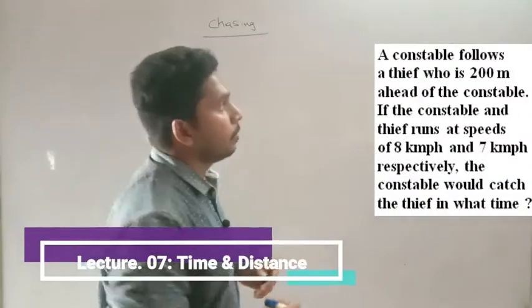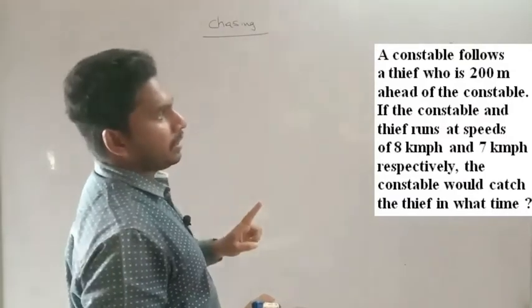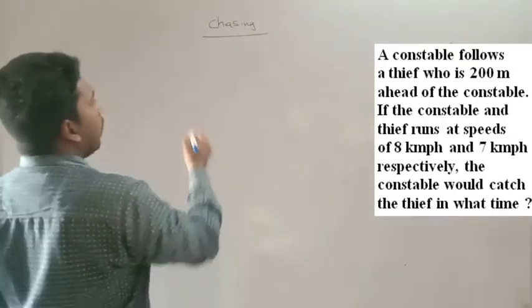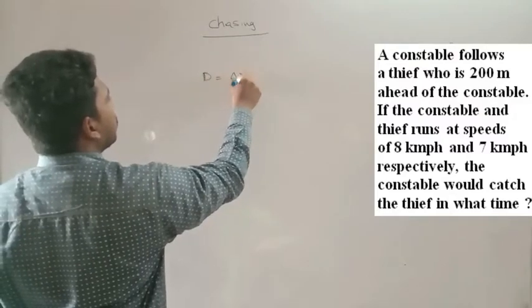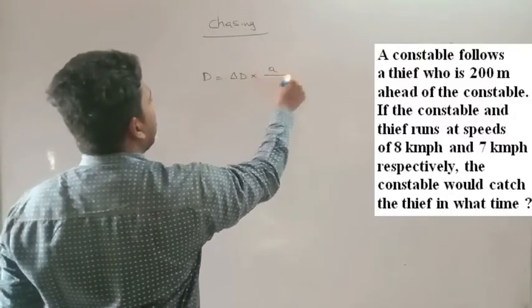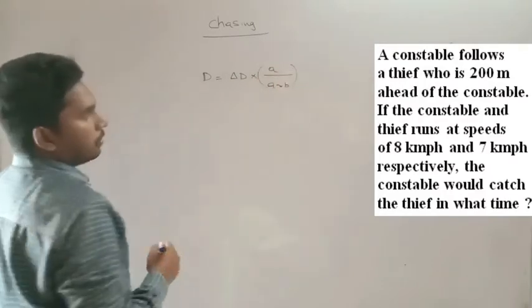Let us solve another problem. A constable follows a thief who is 200 meters ahead. We have a ready-made formula to solve this kind of problem, right? That is D = ΔD × A / (A − B). So this is our formula.